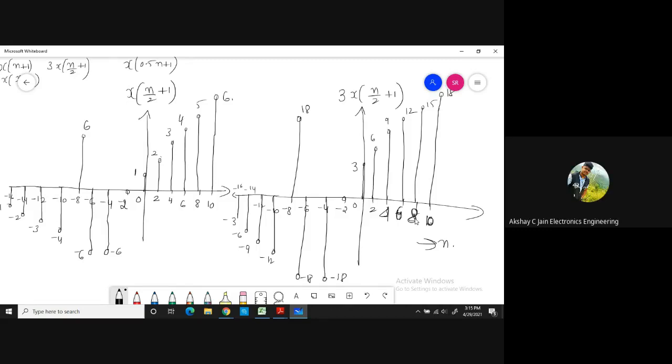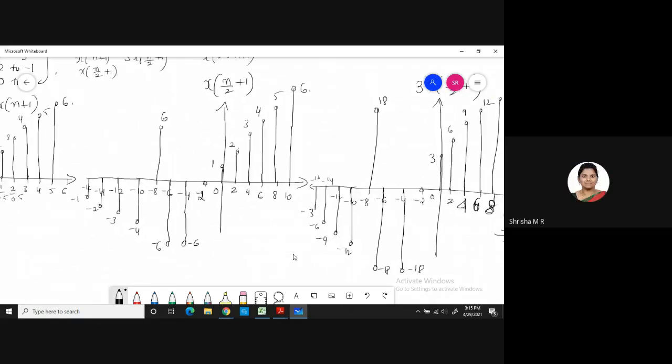Understood? Ma'am, in tests and exams, do we need to write each and every step, or if we get the idea, can we directly write the last part? Better you write each and every step. Scaling one step, shifting one step, and last, amplitude scaling one step. Okay? Got it, everyone?